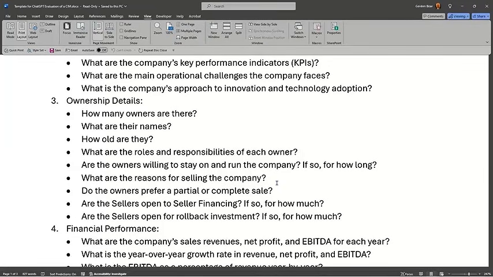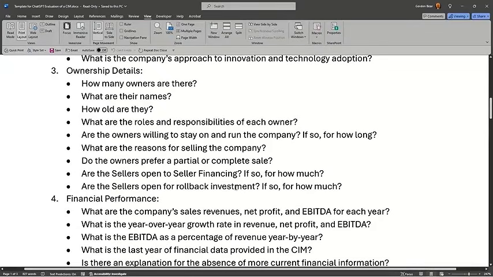Okay. Do the owners prefer a partial or complete sale? Sometimes you'll see in the CIM, the owner wants to sell 10%. The owner wants to sell 50%. The owner wants to sell 80% and retain 20%. You'll see all that in there. Now you know where to find that. Once you've done this, you know where to find that information right here on the output that'll come out from ChatGPT.